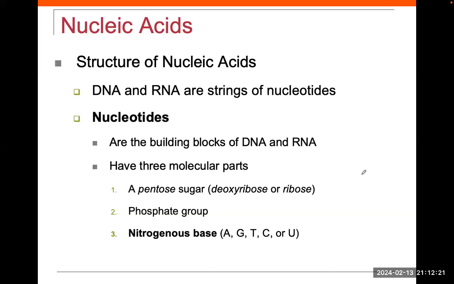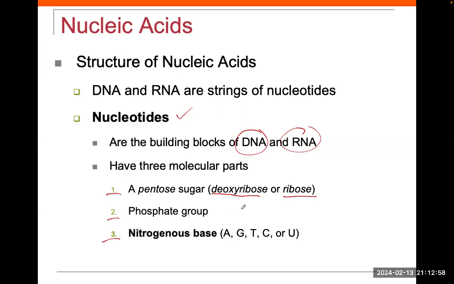So when we look at the structure of nucleic acids, the DNA and RNA, these are strings of nucleotides. So now what are nucleotides? These are the building blocks of both DNA and RNA. And nucleotides are going to have three parts. They're going to have a pentose sugar, and the pentose sugar is either going to be the deoxyribose or ribose. So that's one of the three molecular parts.